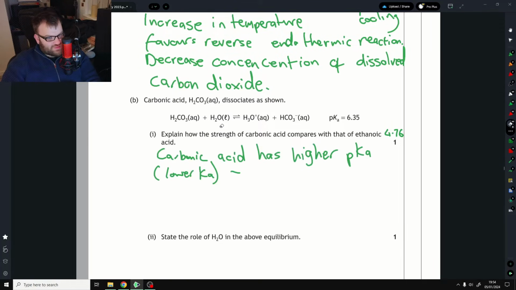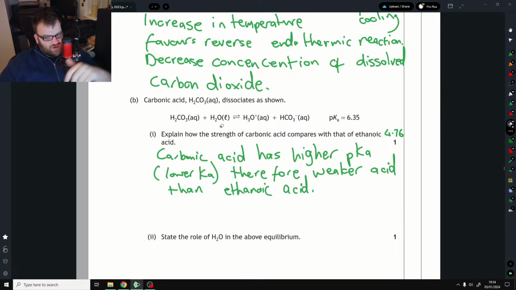So in this one, carbonic acid has the higher pKa, which is equivalent to the lower Ka. Therefore, it will be the weaker acid than the ethanoic acid. I tend to work with Ks rather than pKas, but just the opposite way around. So higher pKa means that you've got your weaker acid from that.